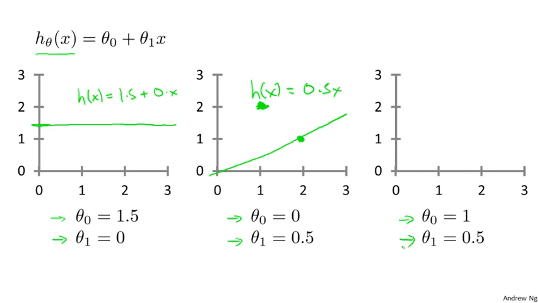And finally, if theta 0 equals 1 and theta 1 equals 0.5, then we end up with a hypothesis that looks like this. It should pass through the point 2 like so, and this is my new h of x, or my new h subscript theta of x. Remember I said that this is h subscript theta of x, but as a shorthand, sometimes I'll just write this as h of x.